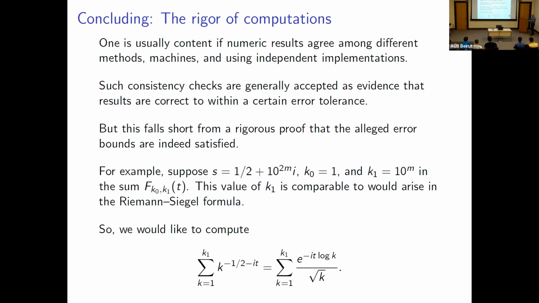Okay, so here's an example. Suppose you want to compute zeta at s equal to 1/2 plus i times 10^(2m). So t here would be 10^(2m). And suppose k0 is 1 and k1 is about the square root of this. So this would be what you'd get if you're using the Riemann-Siegel formula, right? Because with Riemann-Siegel at high t, you get a main sum of length about square root of t, right? So we want to compute this thing up to k1.